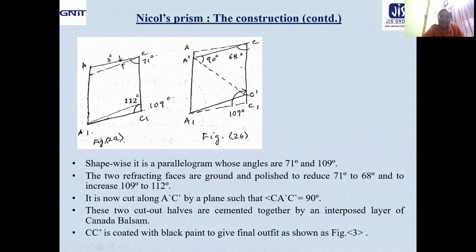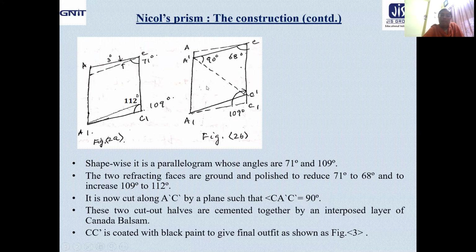Now it is cut along A prime C prime into two equal halves by a plane which is perpendicular. That means angle C A prime C prime is 90 degree. I am repeating, the new shape of the parallelogram A prime C C prime A1 is now cut along A prime C prime by a plane such that the angle C A prime C prime equals 90 degree.